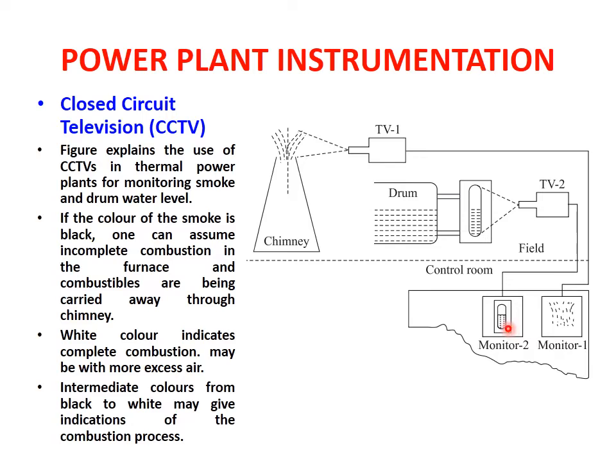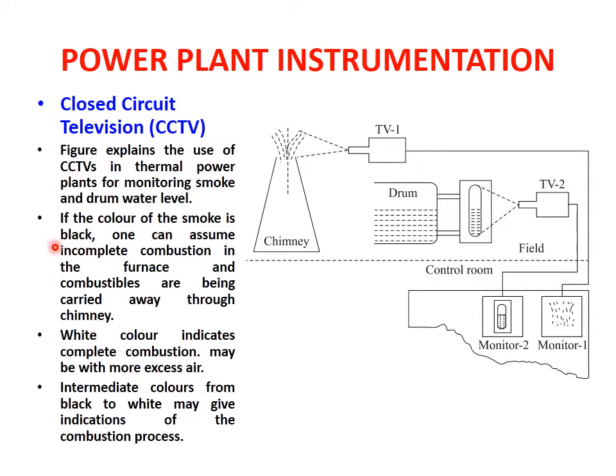So in the control room, we will have two monitors. Monitor 1 will be connected to TV1, and monitor 2 will be connected to TV2, which is at the drum level. So we can easily measure the level and the amount of smoke or dust with the help of these CCTVs. The figure explains the use of CCTVs in thermal power plants for monitoring smoke and drum water level.